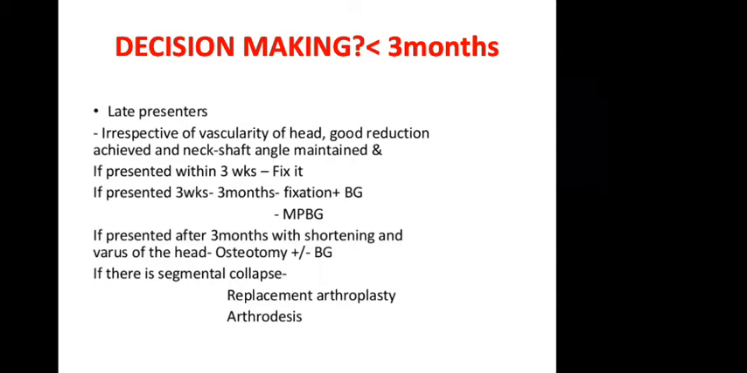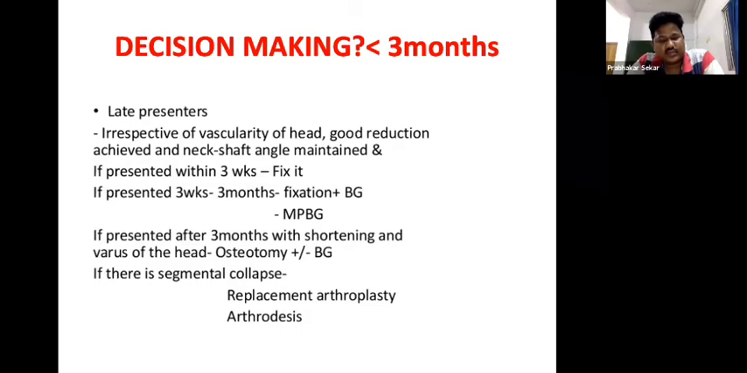So if presented 3 weeks to 3 months, we go with fixation with bone graft or muscle pedicle bone graft. After 3 months, you end up with osteotomy with bone graft. And if there is a segmental collapse, even within 3 months, if you see it in the radiology, X-ray wise or CT wise, you directly go for replacement arthroplasty. And arthrodesis is a rare option, maybe tried in younger individuals.